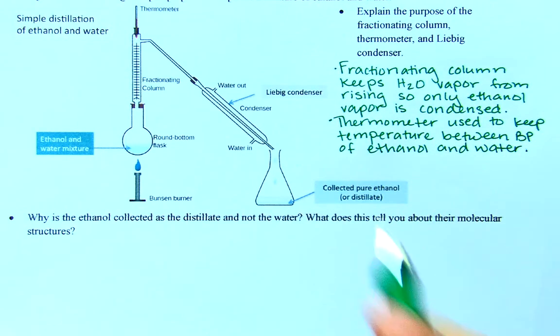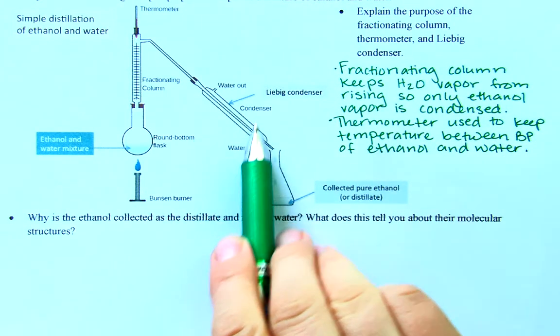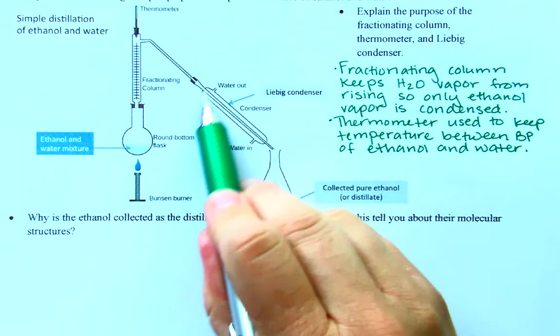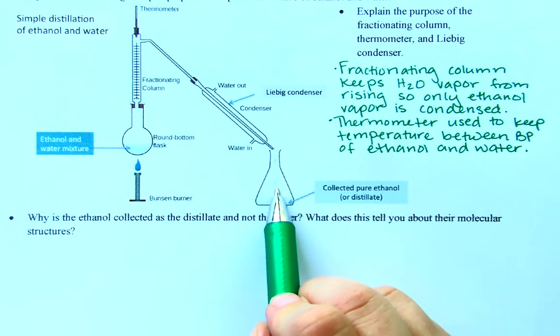And finally, the condenser cools and condenses the ethanol vapor. So it cools and condenses it, and then only the ethanol drips into this flask.